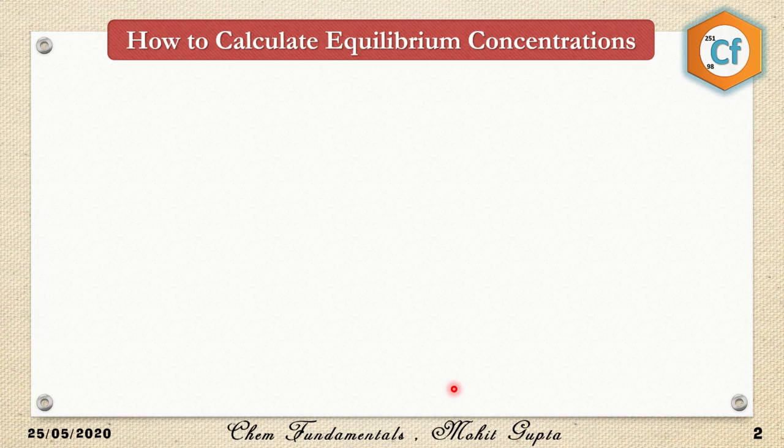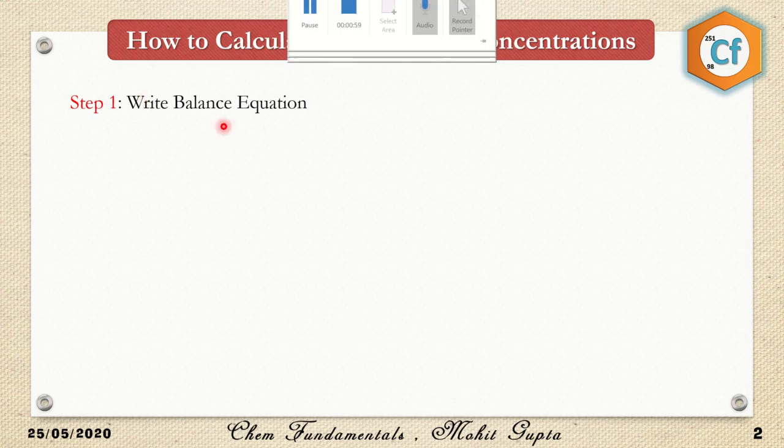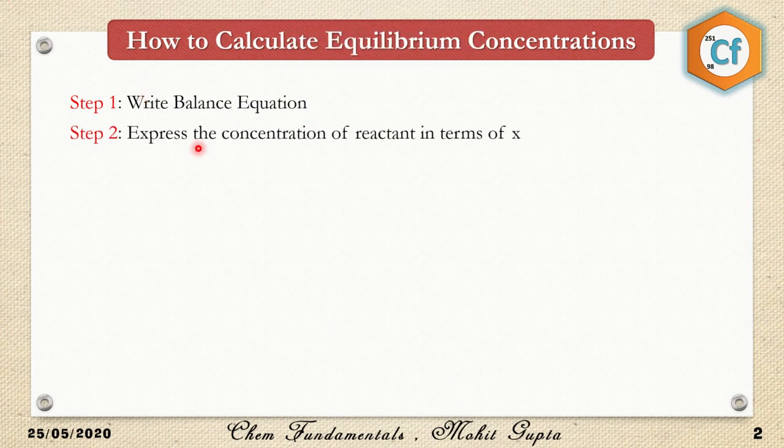So in today's video, we are going to discuss how to calculate the equilibrium concentration of reactants and products. For this, you need two things: the initial concentration of the reactants as well as the value of the equilibrium constant. So this has 5 major steps. Step 1 is you have to write down the balanced equation. After that, you have to express the concentration of reactant at equilibrium in terms of X. So X is the amount of product that has formed and minus X would be the concentration of reactant that has decreased. How to write it, we'll see later.